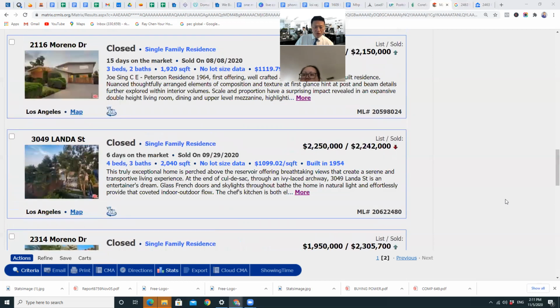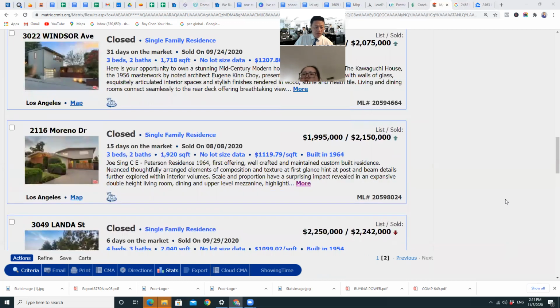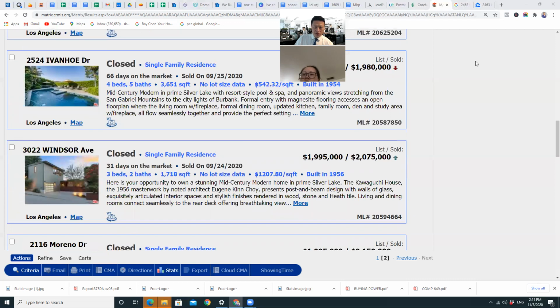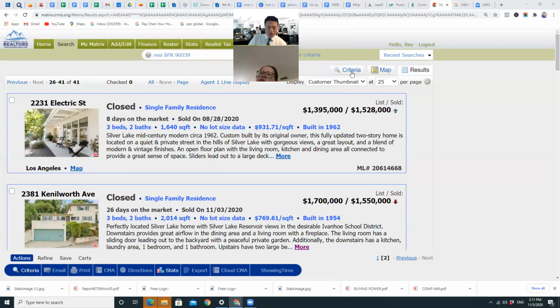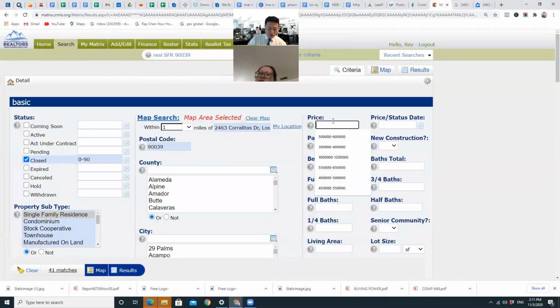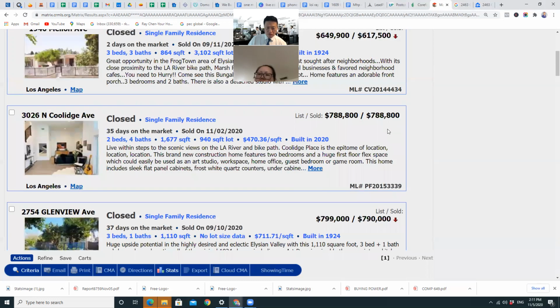I want to make sure it's the same price range. Let me just change it. We should make sure it's in the same price range, because a $2 million home and a $1 million home are different. I gotta keep it under 1.5 million, because obviously people buying more expensive homes are willing to pay more over.